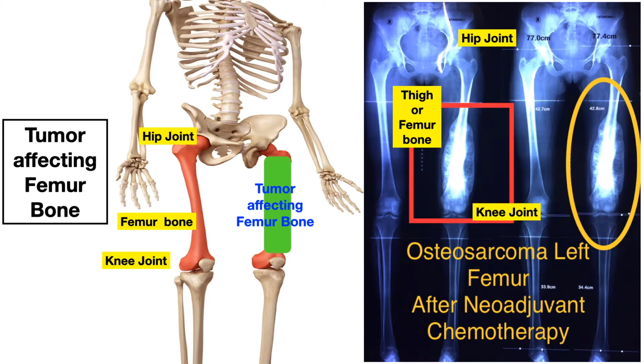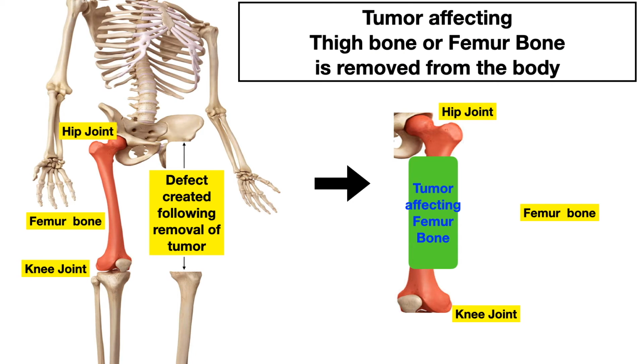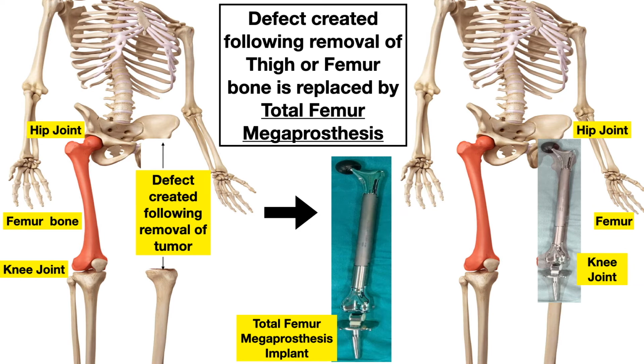This is a case where a tumor was affecting the thigh bone or femur bone, and a radiograph showing osteosarcoma of the left femur, which was treated with neoadjuvant chemotherapy. During surgery, the femur bone was removed and resected, and this is the defect which is created following the resection or removal of the tumor.